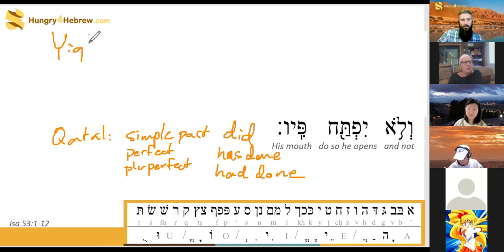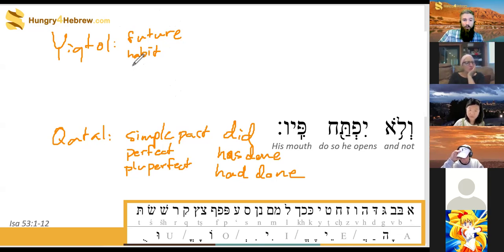And the yiktol, we expect some sort of an incompleted verb, so that's going to include simple future. It could also represent a perpetual or ongoing action. So that could be a habit, habitual, or like a general truth.